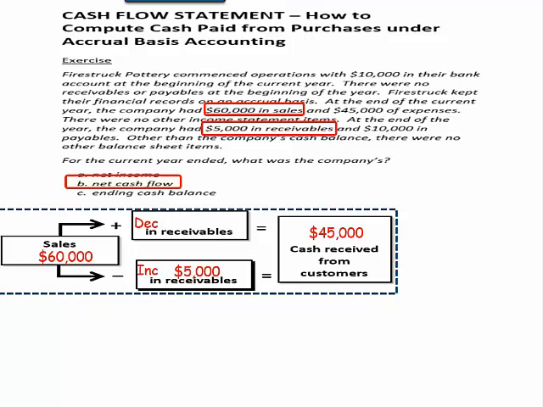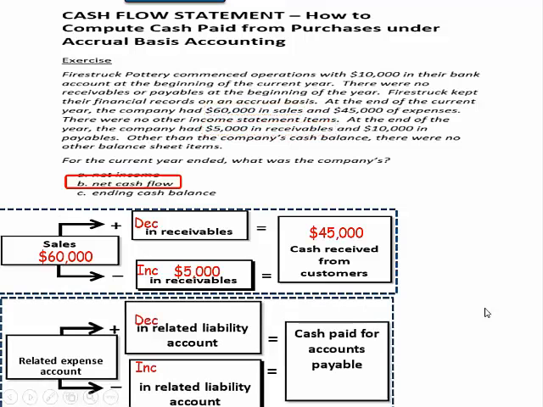That should be $55,000. So please let's just remember that at this point. Those are my cash inflows from sales, cash received from customers. Now I want to take a look at my cash outflows, and I'm going to do that again by looking at my related expense accounts and my accounts payable account. So I'm going to use that diagram that I provided from the previous slide. In this particular case, I have $45,000 worth of expenses, so I insert those expenses in the related expense account in that diagram.